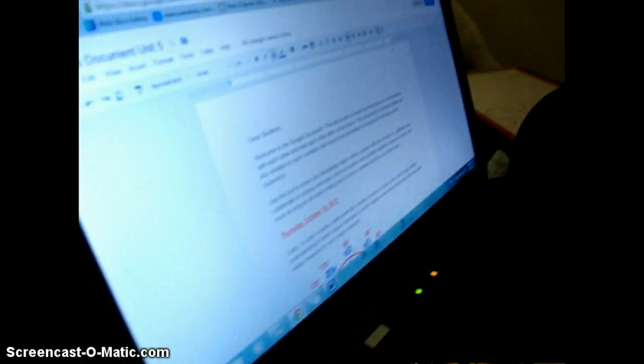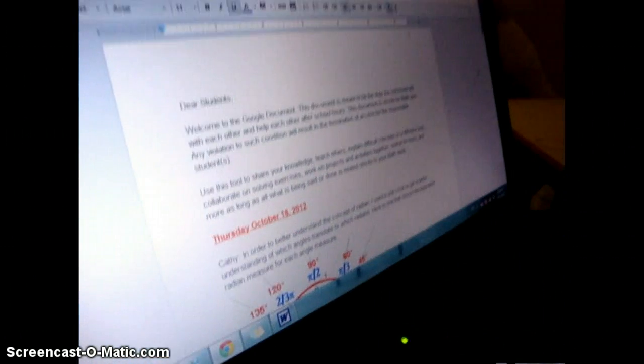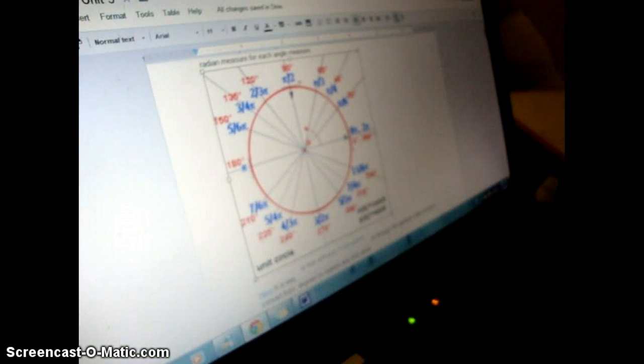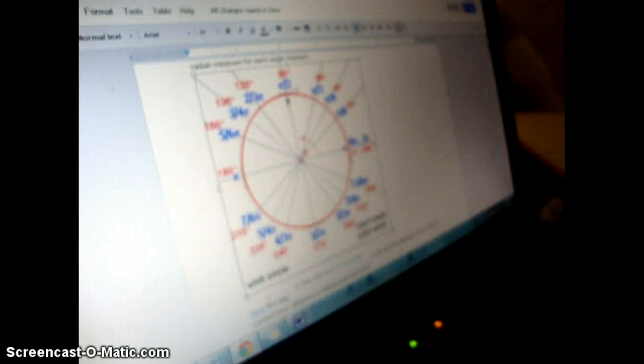Okay, so this is our class discussion page. It's on a Google document, and our teacher makes a new one for every unit, so we're on Unit 5 right now. We're going to go all the way back to Thursday, October 18th, and I started this discussion with a diagram illustrating a concept I wanted to show. And I posted a link to a YouTube tutorial.